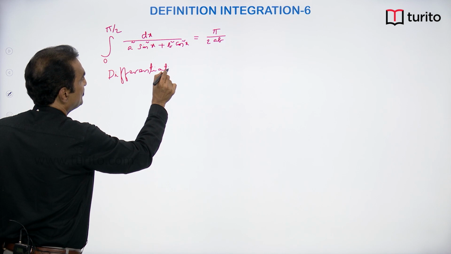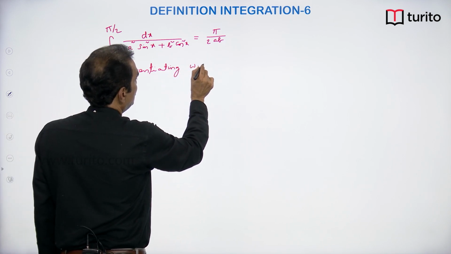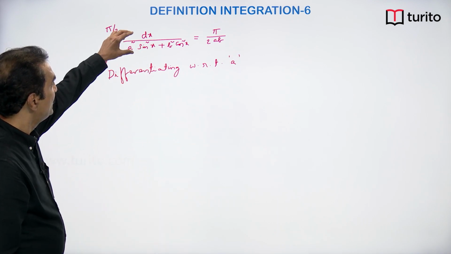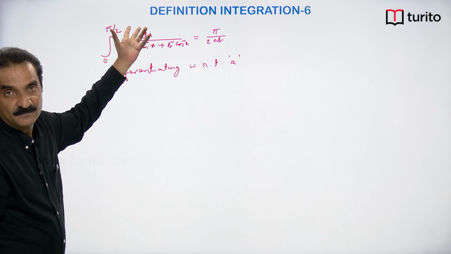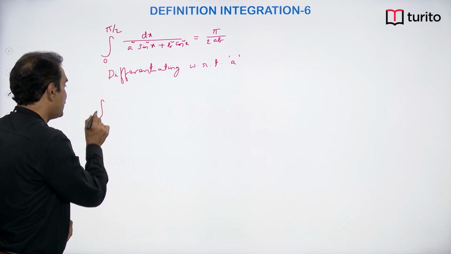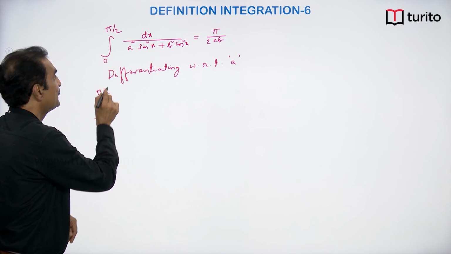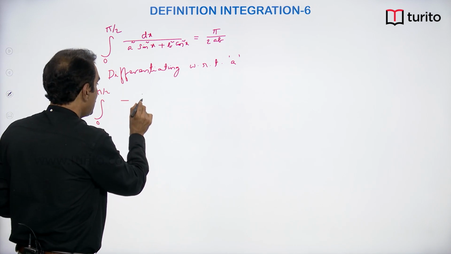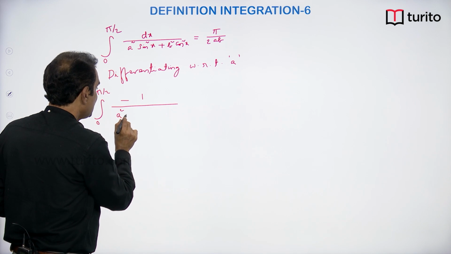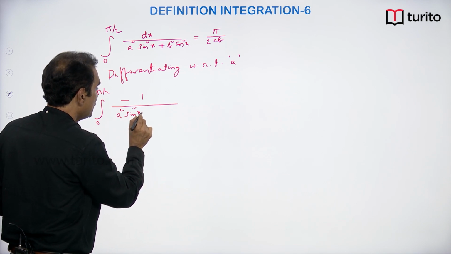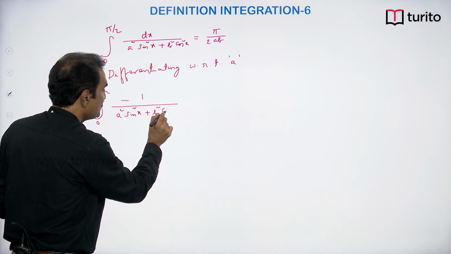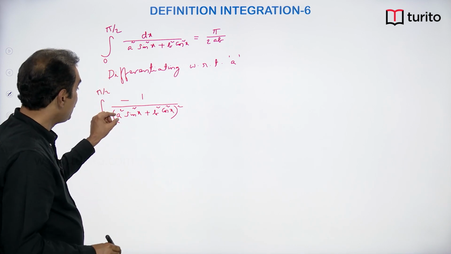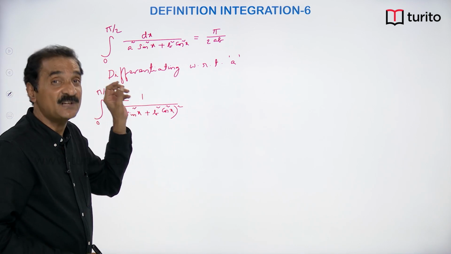Differentiating with respect to a, what will you get? We can assume that this is a function of a. Integral 0 to pi by 2 remains same. What is the derivative of 1 by t? Minus 1 by t square. So, you will get minus 1 by a square sin square x plus b square cos square x whole square into derivative of a square sin square x plus b square cos square x with respect to a.